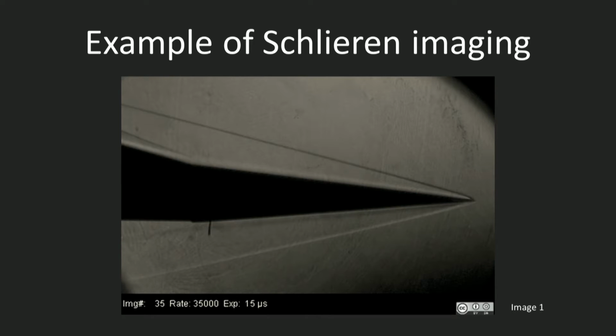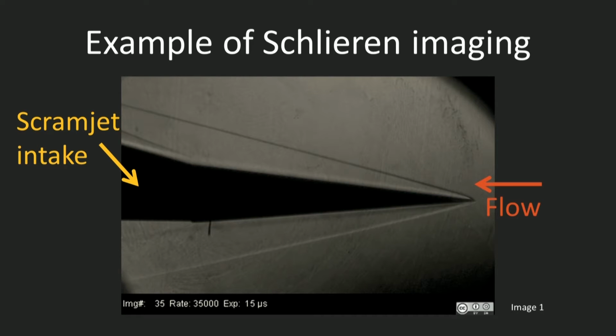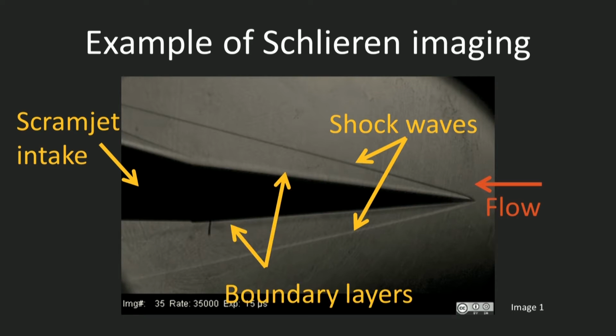The black silhouette image is a scramjet intake. Flow is from right to left, and we can see upper and lower shock waves form around the leading edge. We can also see boundary layers along the surface of the intake. A single image such as this one can be used to validate our shockwave theory and demonstrate phenomena such as flow viscosity, which we would never be able to see with the naked eye.